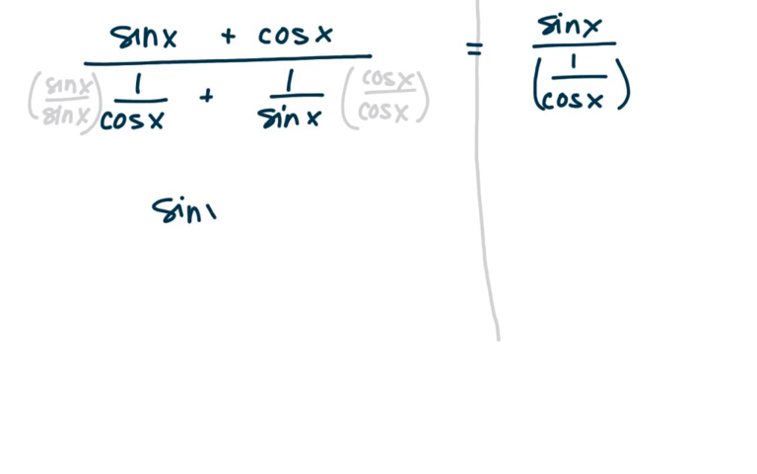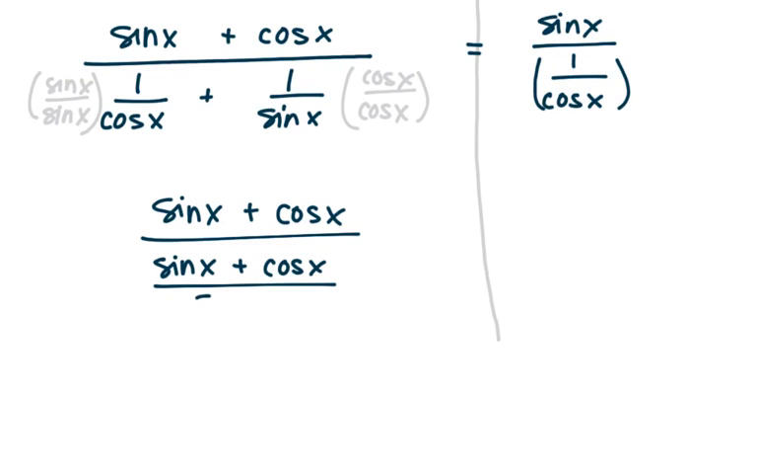This leaves me with my sine x plus cosine x in the numerator. And my denominator, I'm going to have sine over sine times cosine plus cosine over sine times cosine. So I'm going to go ahead and add those two numerators together. I have sine x plus cosine x over sine x times cosine x. So by adding those fractions, this is the expression I have in my denominator.